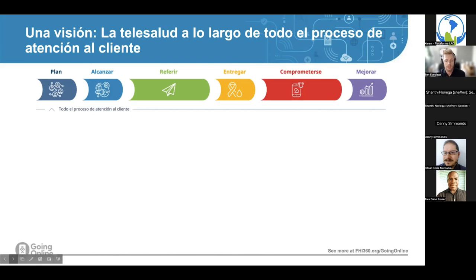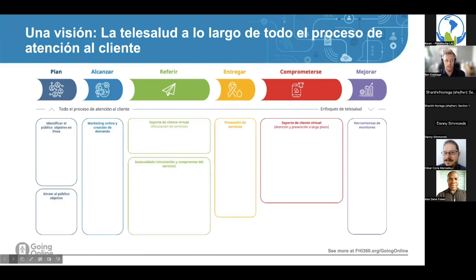If you can click once on the slide, there's an animation. So here are some categories of the types of virtual approaches and tools you can use across this framework. You can also see in green a category of self-care, autocuidado, which means that clients can use digital technology themselves to find, access, and stay engaged in health services.